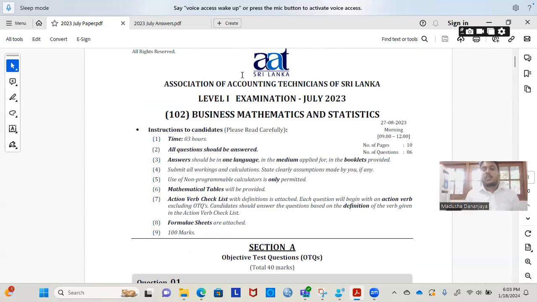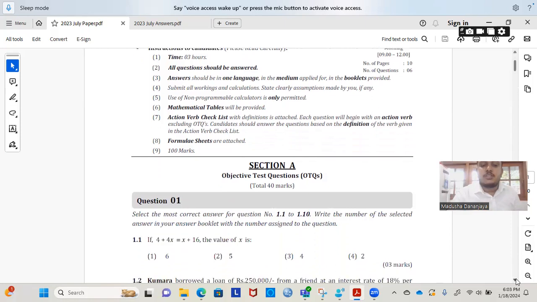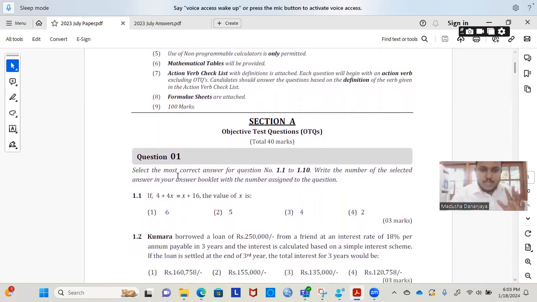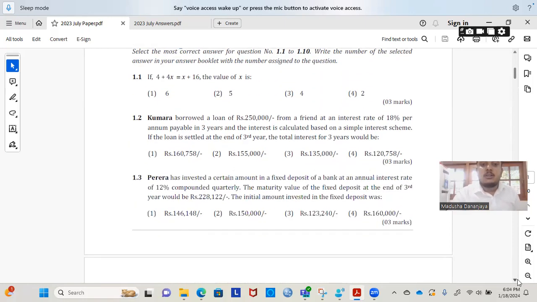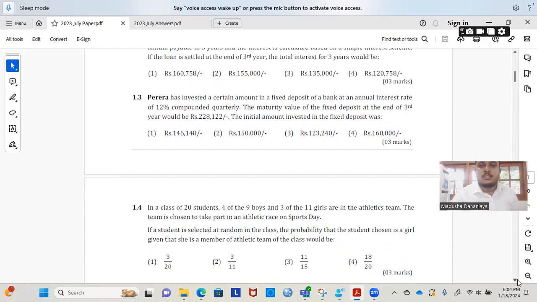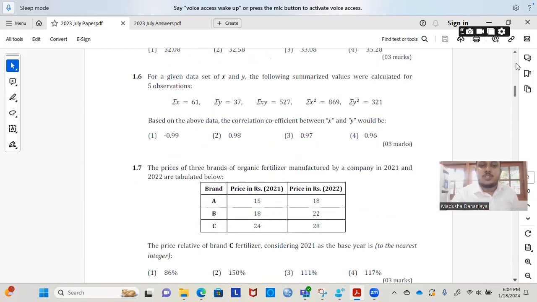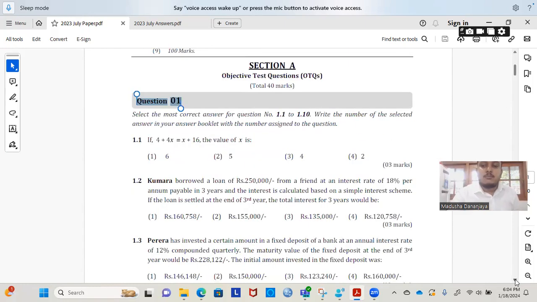In section A, objective test questions are there. Objective test questions means it can be either a multiple choice question, a short answer question, or a true or false question. There are 15 OTQ questions in section A. There will actually be only one question, question number 1, but under that question there will be 15 sub questions like this.